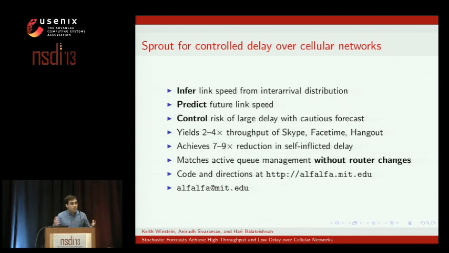So to summarize, we have this Sprout algorithm. It infers the current link speed in an uncertain probability cloud. It predicts what's going to happen to it in the future. Its uncertainty will expand. And it tries to control the risk of large delay by using this cautious forecast technique. And in practice, this achieves dramatic gains, much better throughput, and much lower delay compared with the existing rate control schemes in existing real-time interactive applications. It also can even match the gains seen in active queue management without making any intrusive router changes on this kind of application.